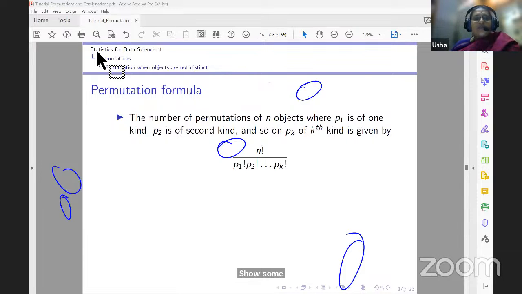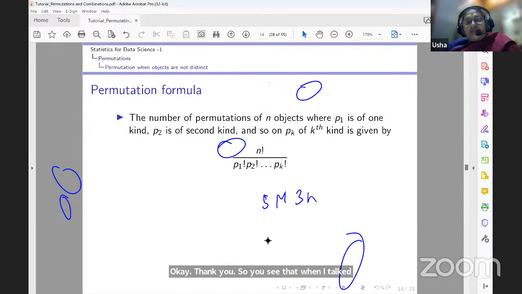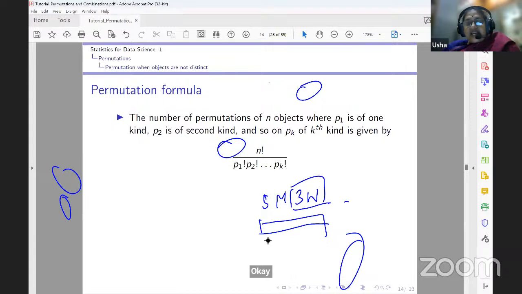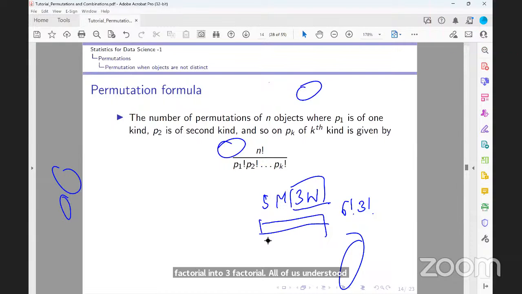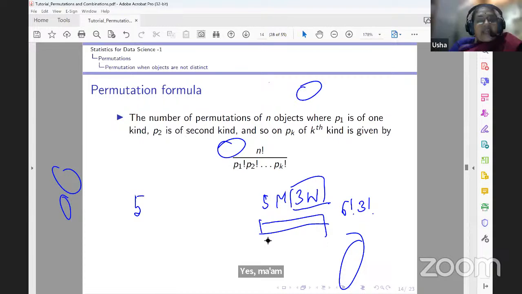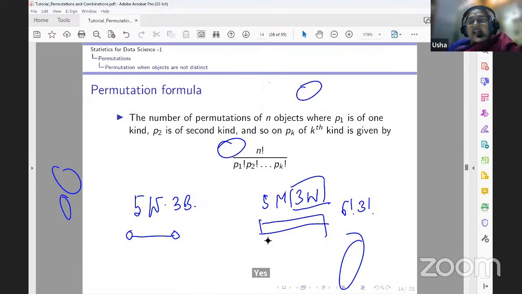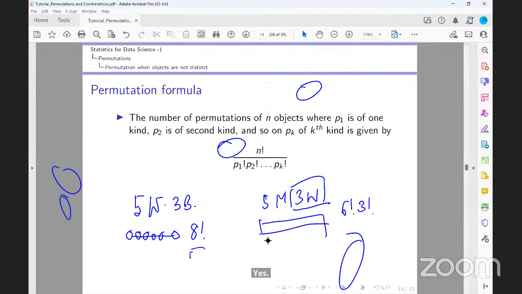Okay. Thank you. So you see that when I talked about 5 men and 3 women and I wanted to arrange them in a line with the 3 women together, we said that it was 6 factorial into 3 factorial. All of us understood this? Yes, ma'am. But when I say 5 white beads and 3 blue beads, and I want to arrange them in a necklace, how many ways can I do this? 8 factorial by 5 factorial by 3 factorial.